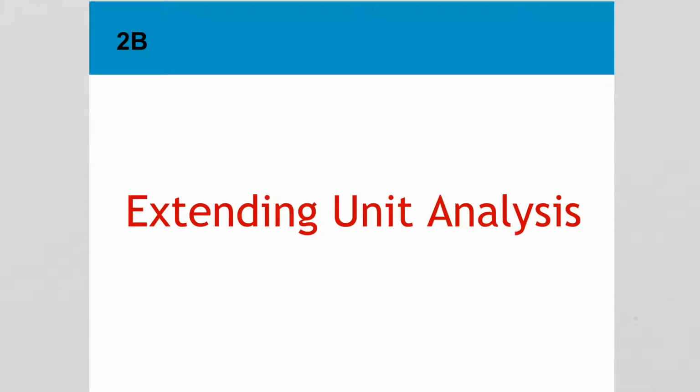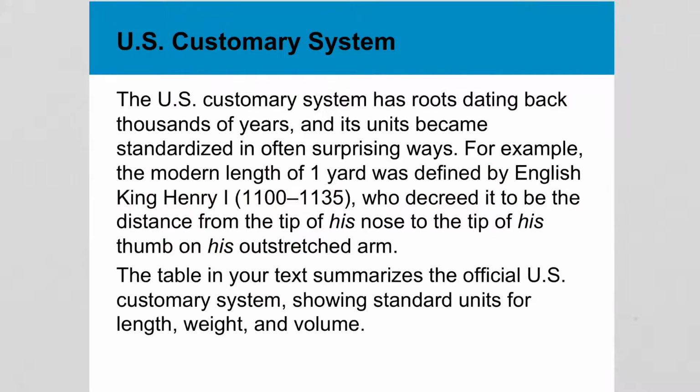In this section, we're going to talk more about unit analysis and conversions. Well, this kind of explains the U.S. customary system, meaning feet, yards, that type of thing. Where did that come from? Well, it says that the modern length of 1 yard was defined by English King Henry I, who decreed it to be the distance from the tip of his nose to the tip of his thumb on his outstretched arm.